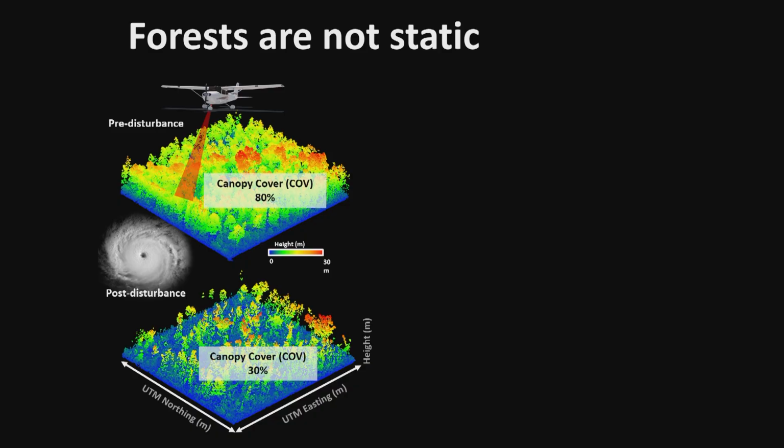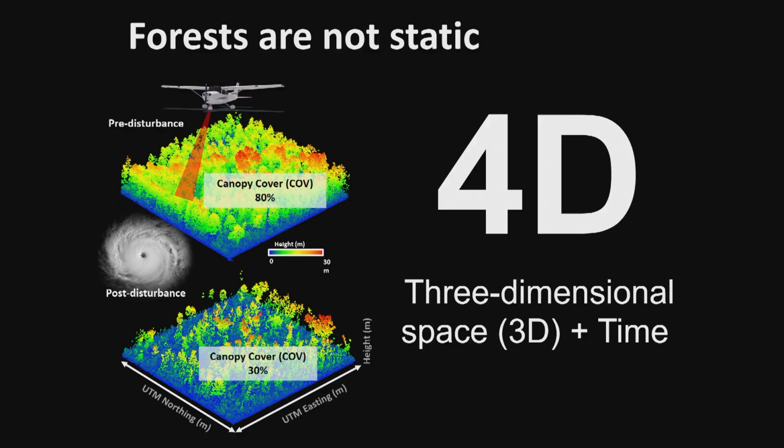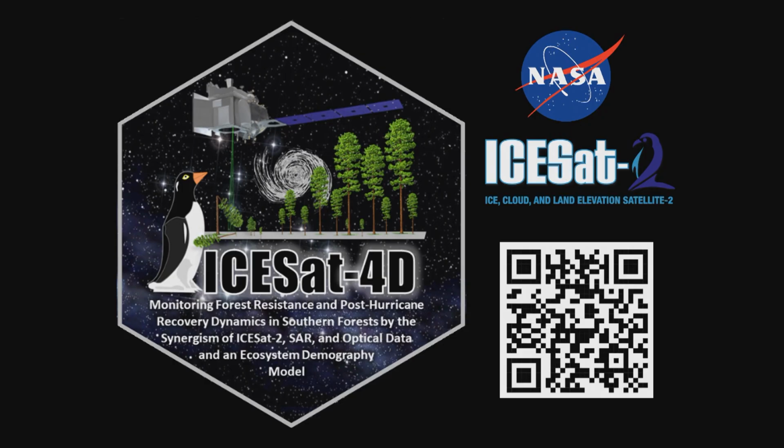So it's really important for us to not map forests only one time. We care about mapping forests through time. That's why we introduced the concept of 4D, which is very basic, it's 3D plus time. So moving forward in my presentation today, I'm just going to give you an example of how we're using remote sensing to map forests over time in Florida.